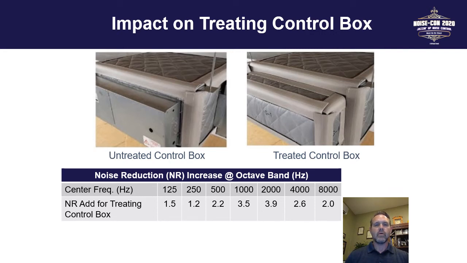The second goal was to look at the impact of treating the control box. On the left is an untreated control box unit, and on the right is a unit with a treated control box. The reason to do this is that the control box on some units can occupy a significant surface area on a side of the unit. I would say in general, the control box is probably at least 50% of the area on one side of the unit. And as you can see in the table here, treating that additional surface area does have a noticeable improvement in the overall attenuation performance of the system.